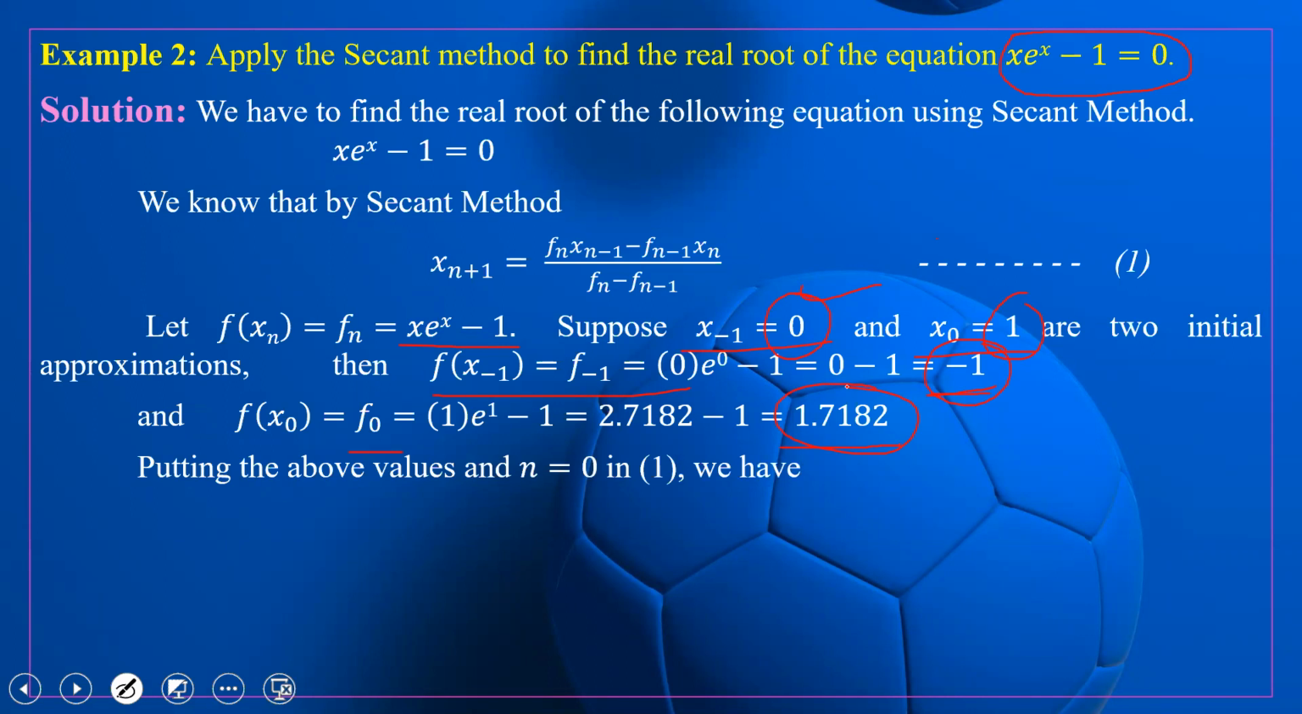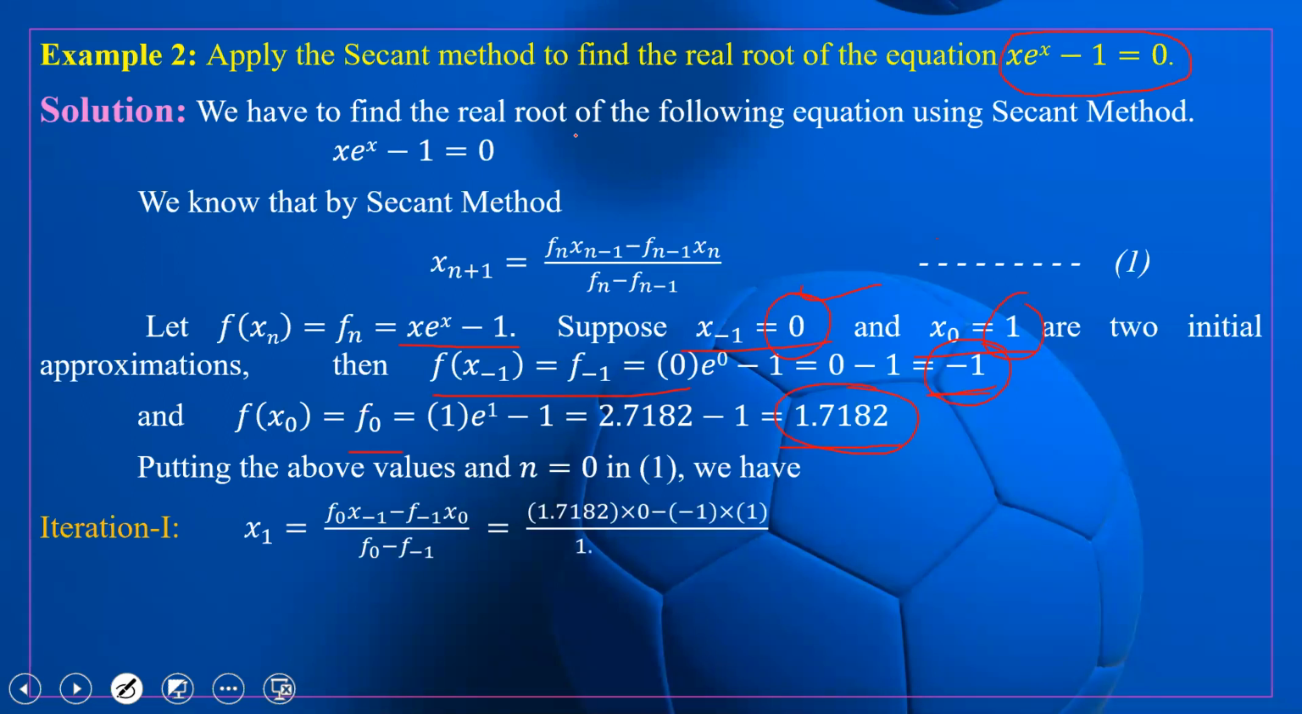So putting the above values and n equal to 0 and 1, we have iteration number 1. x1 equal to (f0 x_{-1} minus f_{-1} x0) divided by (f0 minus f of minus 1). Again, what is the value of f of 0? It is 1.7182 into 0, because the value of x minus 1 is 0, and then minus 1. What is f of minus 1? F of minus 1 is equal to minus 1. And then x0 is equal to 1.